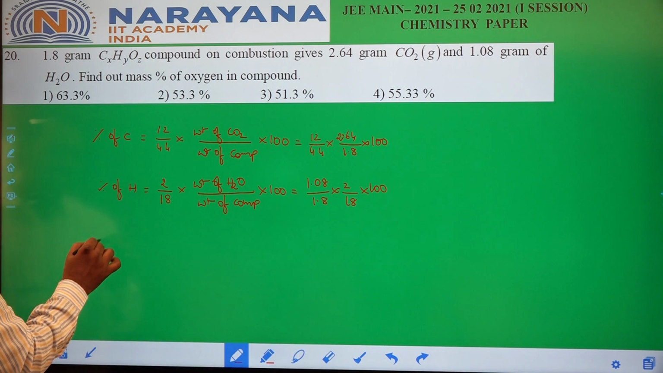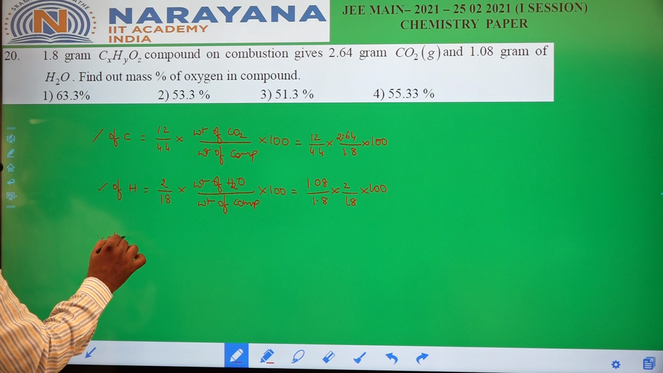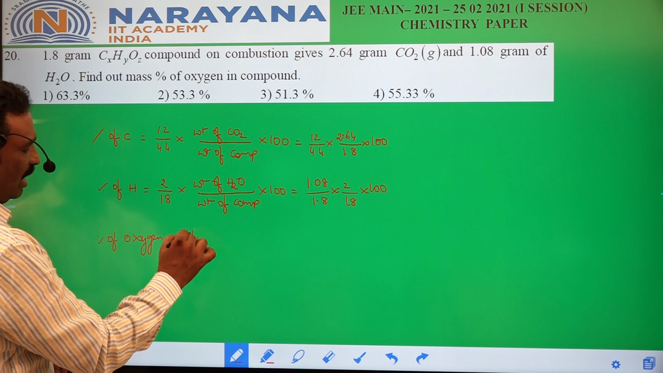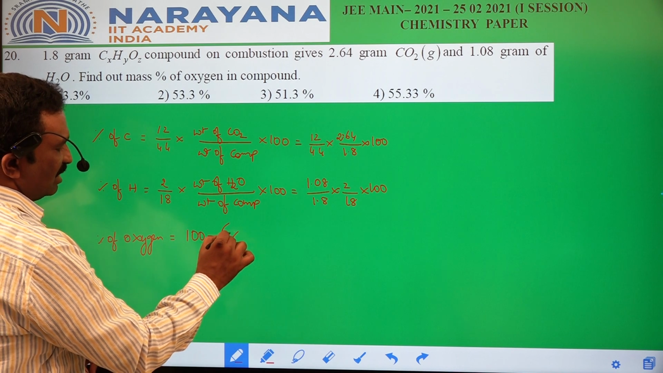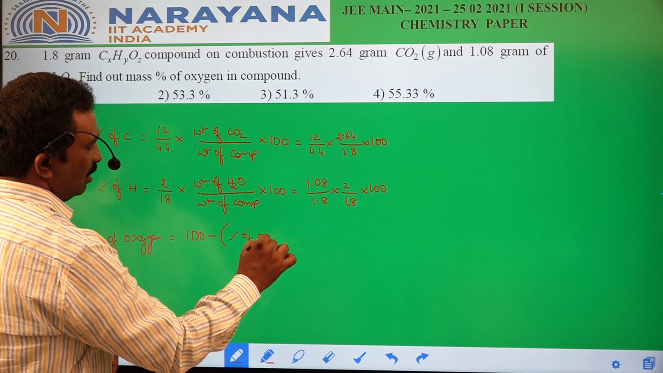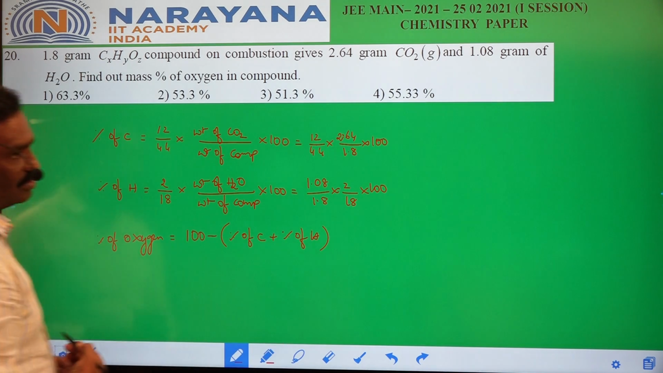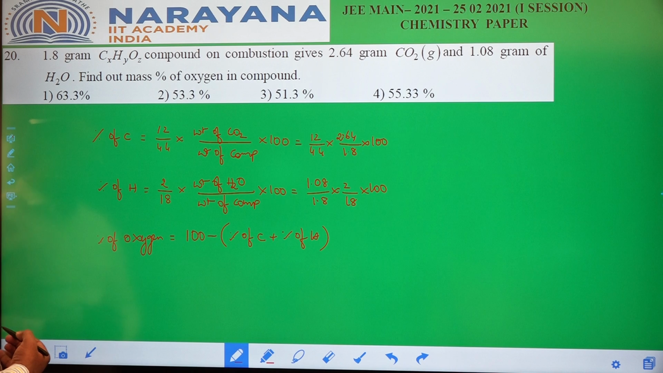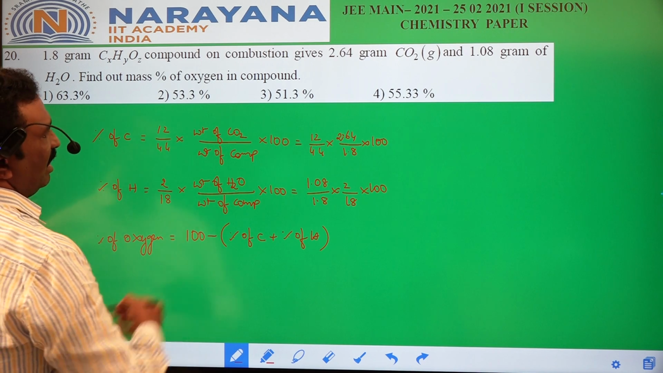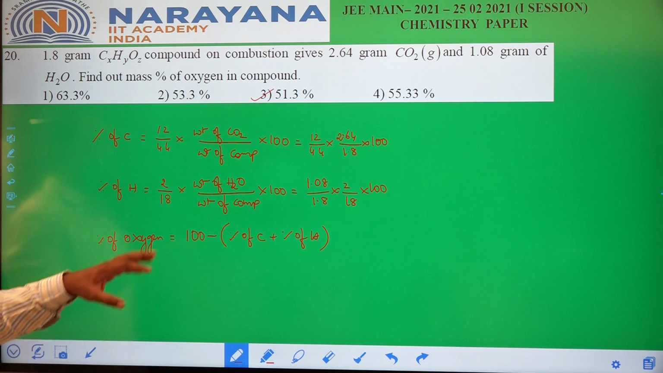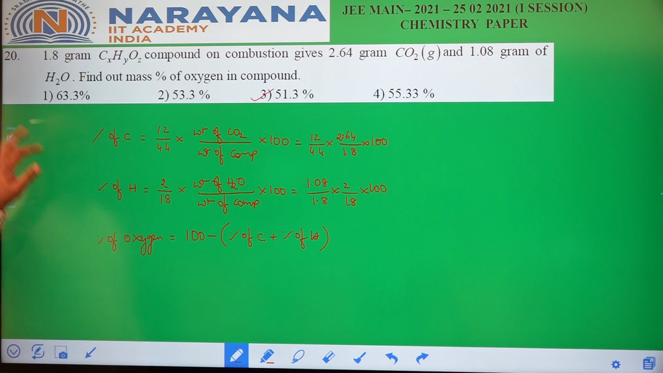Now what is the percentage of oxygen? Percentage of oxygen is equal to 100 minus (percentage of carbon plus percentage of hydrogen). So by calculation we are getting approximately 51.3% as the percentage of oxygen.